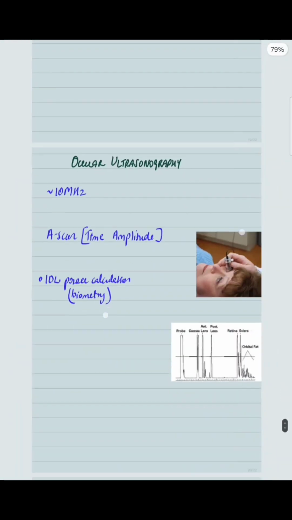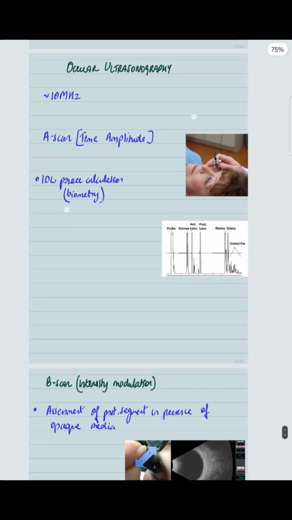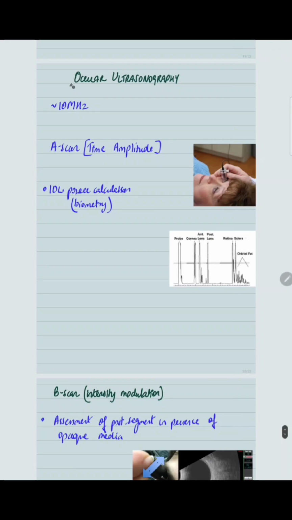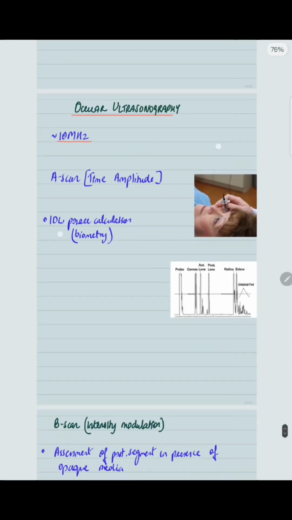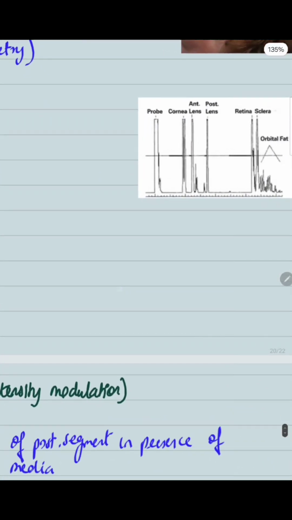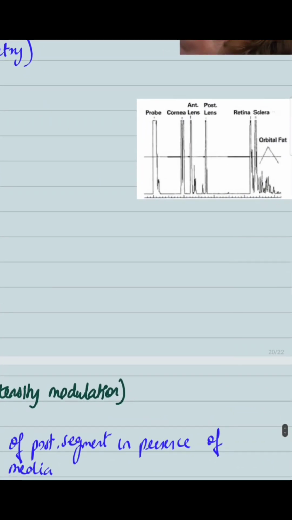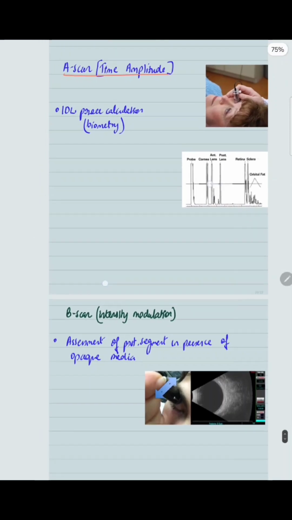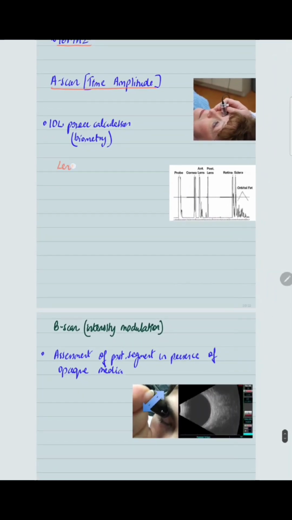Next, coming to ocular ultrasonography. Ultrasonic frequencies in the range of 10 megahertz are usually used for ophthalmic diagnosis. Now, A scan is also known as time amplitude. The distance between the two echo spikes provides an indirect measurement of eyeball length, anterior chamber depth and lens thickness.